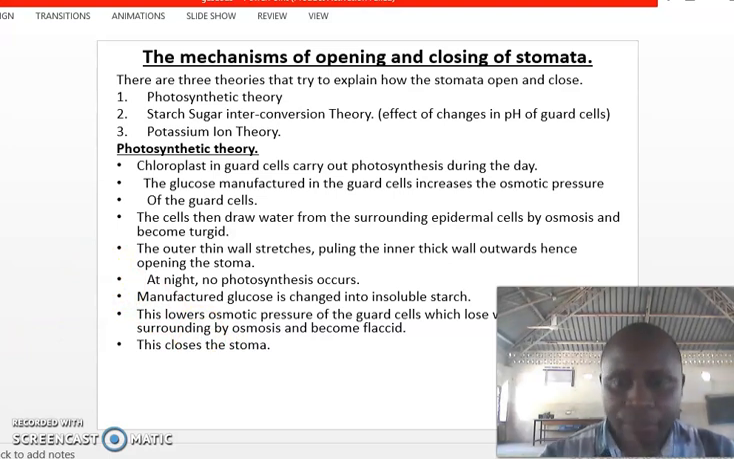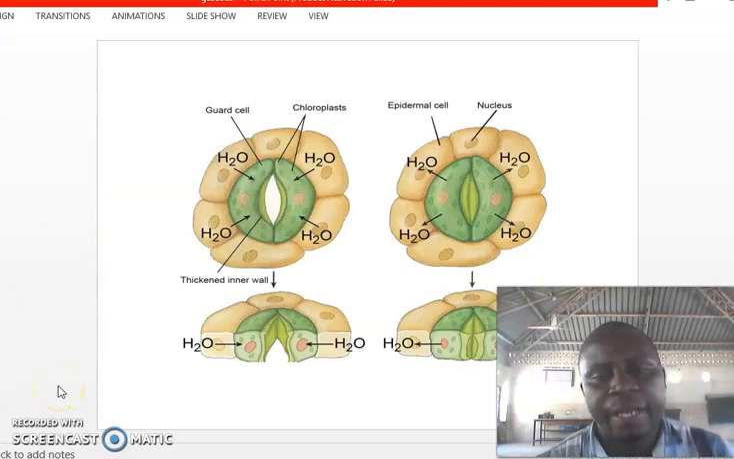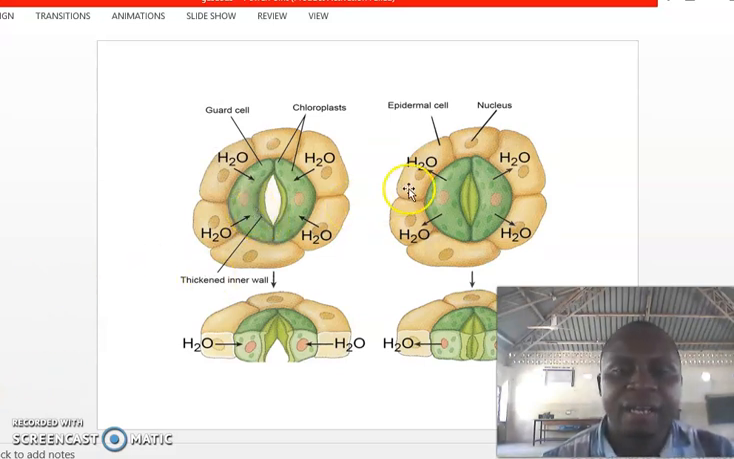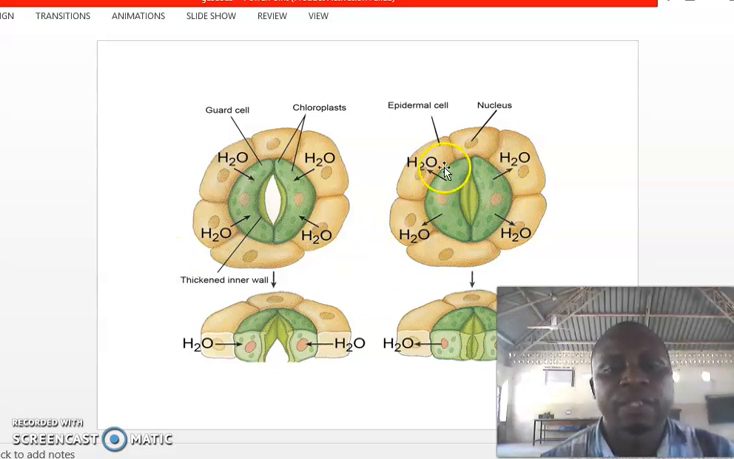For us to understand the first theory, which is the photosynthetic theory, I want us first of all to observe this diagram. I hope you are able to see an open stoma here and a closed stoma here. Photosynthetic theory is based on the fact that the guard cells are capable of carrying out photosynthesis. So, how do the guard cells open the stoma? And how do guard cells close the stoma? That is the question we want to answer today.